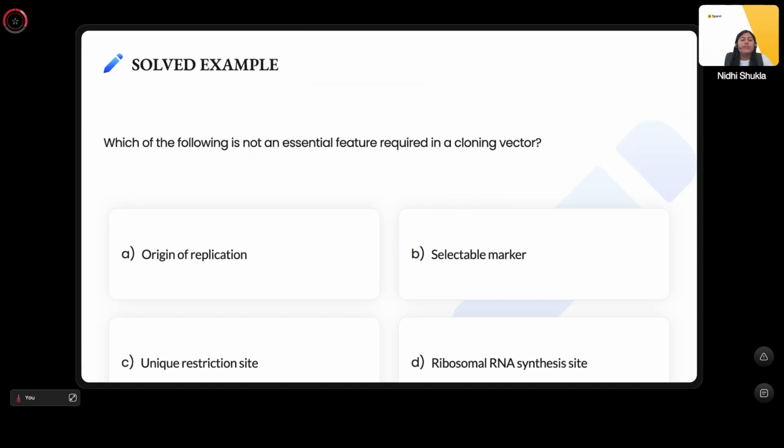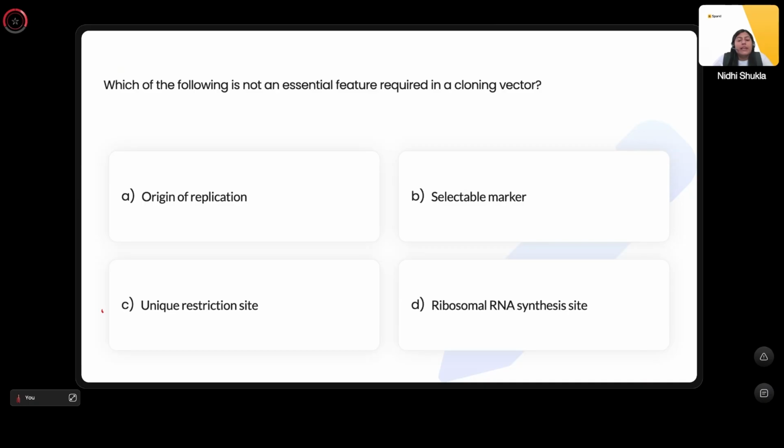Now, next question. Which of the following is not an essential feature required in a cloning vector? For a cloning vector, there are a few features which are non-negotiable. These are the characteristics that must be present in your cloning vector. Origin of replication, the ori site, is very crucial. If a vector does not have an ori site, it will not be useful in genetic engineering because it cannot replicate inside the bacterial cell. So origin of replication is a non-negotiable.